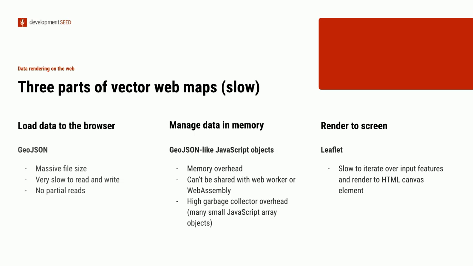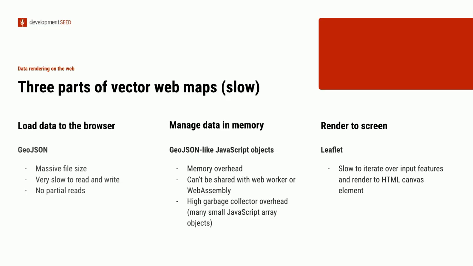GeoJSON is great in that it's really easy to use, but it has some drawbacks: it's very large, a large JSON-encoded string. It's pretty slow to read and write. There are no partial reads in the GeoJSON format. And once you load that data into memory, the GeoJSON gets parsed with JSON.parse into JavaScript objects that have a lot of memory overhead. And if you want to move data onto a different thread in the browser so that you could do some parallel pre-processing, then there's a lot of overhead in just getting that data between the main thread and the other thread.